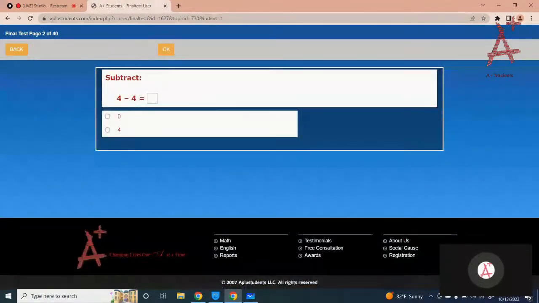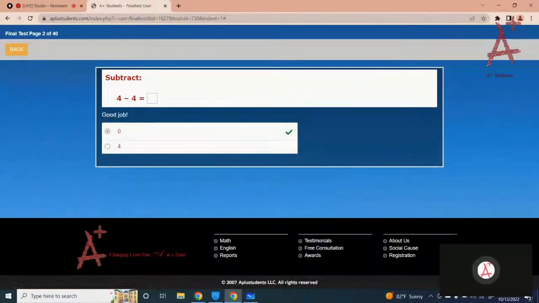Okay, 4 take away 4 equals, we just did this topic. When you are subtracting a number from itself, the answer is 0. Got it? When you subtract a number from itself, the answer is 0.